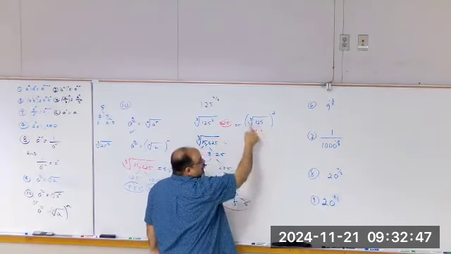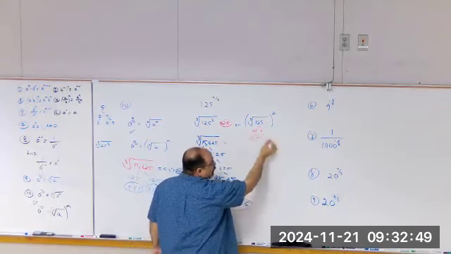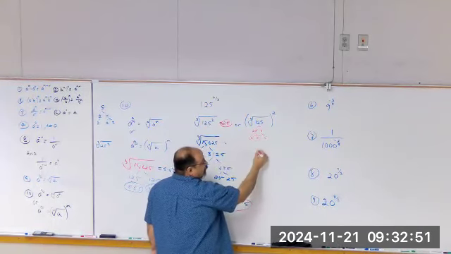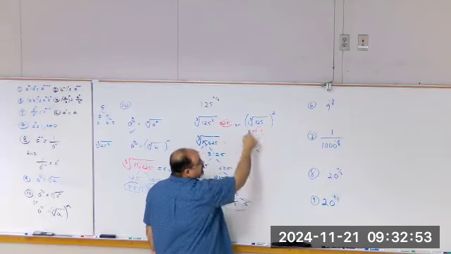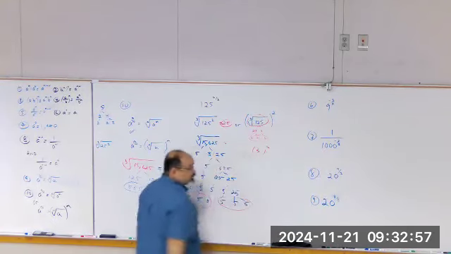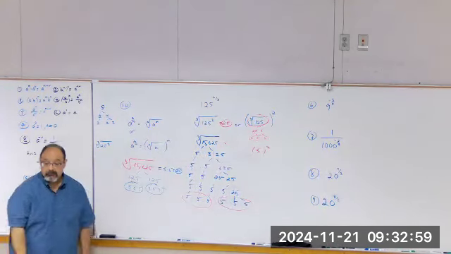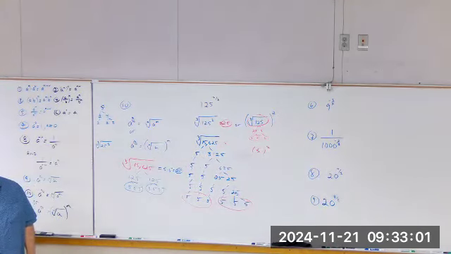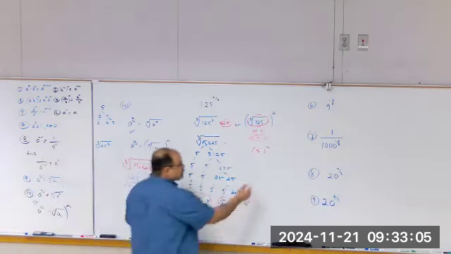It's a cube root. I need 3 of a kind. So those 3 5s make a run for it. 1 5 makes it out. Now that 5 that made it out is still inside the parentheses that I have to square. So now 5 squared, 25.